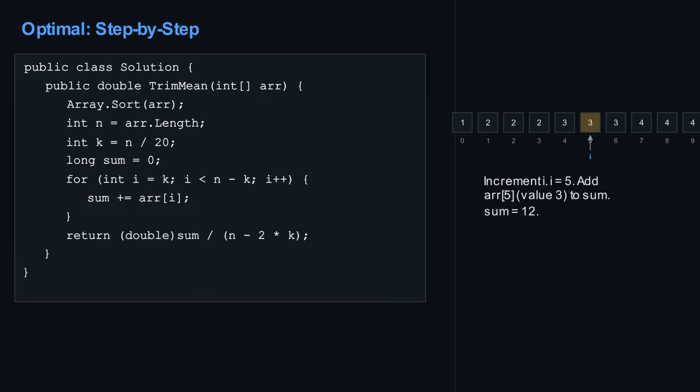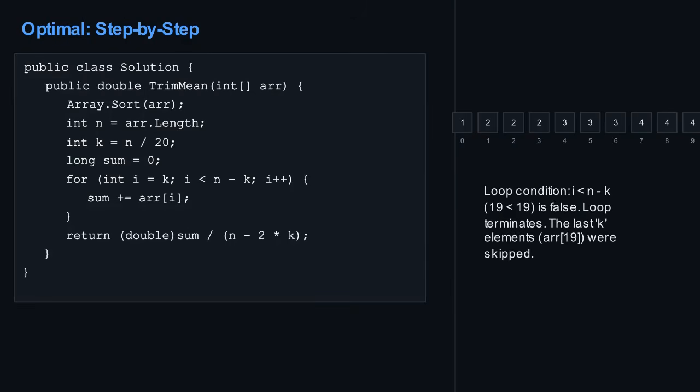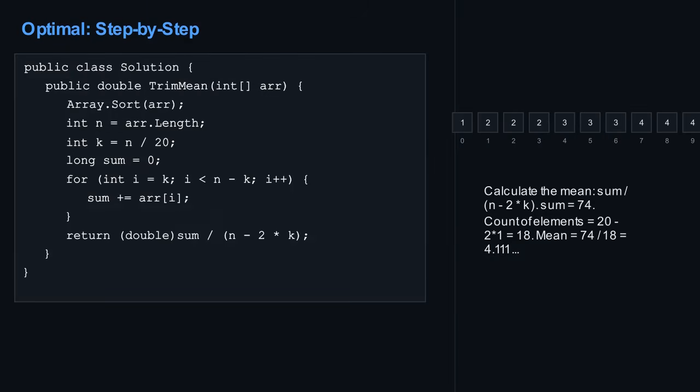We then iterate from index 1 up to, but not including, index 19. We sum all these elements. For instance, if the sorted array is 1 through 6, with many duplicates, and the first element is 1 and the last is 6, we'd sum everything from the second element up to the second to last. Finally, we divide this sum by the count of elements we actually summed, which is 20 minus 2 times 1, or 18. This gives us our trimmed mean.